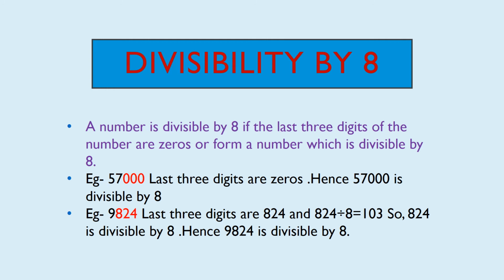Now in 57,000 you can see the last three digits are zeros. Hence 57,000 is divisible by 8. Now take another example, 9,824. Now see the last three digits. The last three digits are 824. Now if you divide 824, is it completely divisible? Yes, we get 103 as the quotient and the remainder 0. So 824 is divisible by 8. Hence the number 9824 will also be divisible by 8.